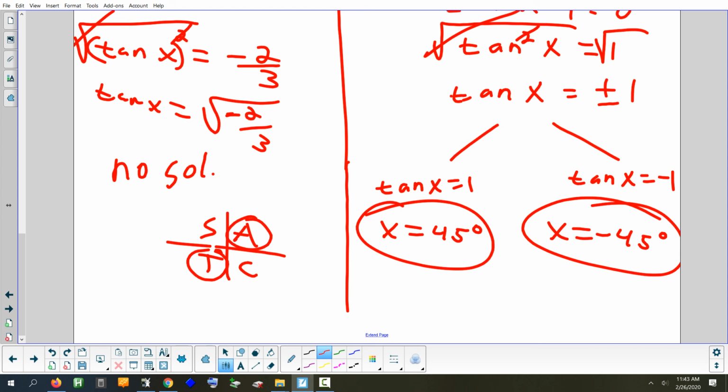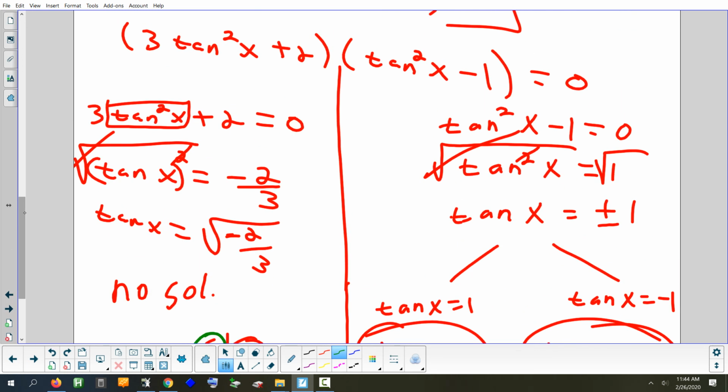Because tangent would be negative here and here. Negative 45 is that one, right? Negative 45 is the same as 315, so this is a fourth quadrant angle. And the second quadrant angle would be 135, but they don't want it. Okay. Any question on that one? It's a little bit tricky because you just had to remember you can't take the square root of a negative. But then the other part worked out pretty nice.